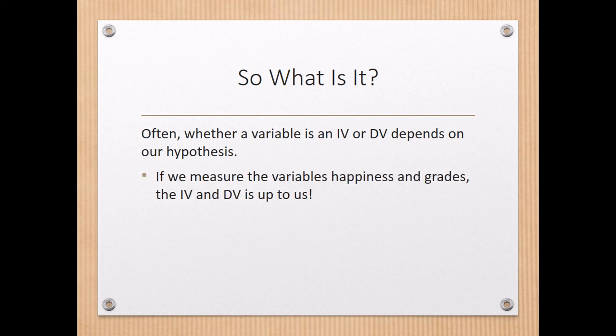So if we measure the variables happiness and grades, for example, the independent variable and dependent variable would be completely up to us. We could say that happiness influences the grades that you get. So the more happy I am, the better I'm going to do in school. In this case, grades are the dependent variable. They vary as a result of my level of happiness, which is the independent variable.